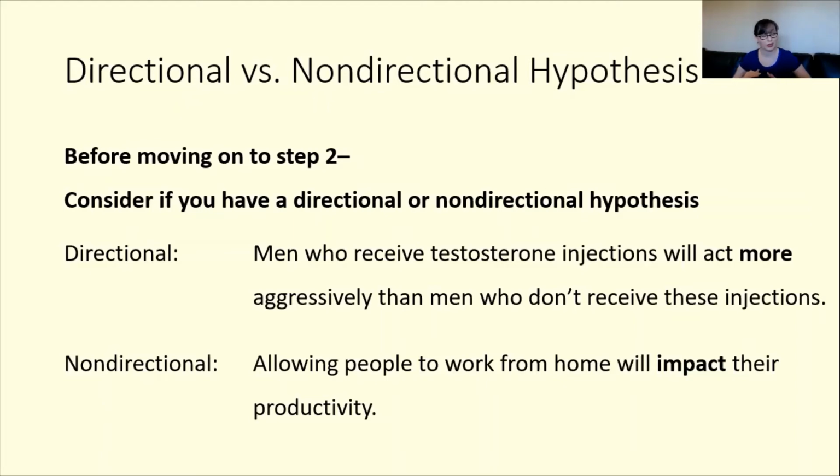In both, we're still making predictions. These are types of research hypotheses, but the idea is, are we making a specific prediction about the direction, or are we just saying we predict a difference, but we're not saying what that is going to be?